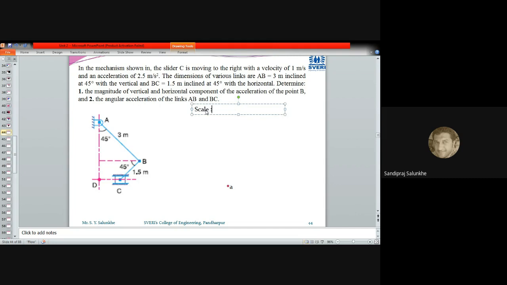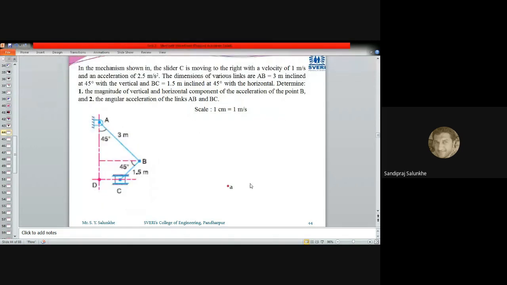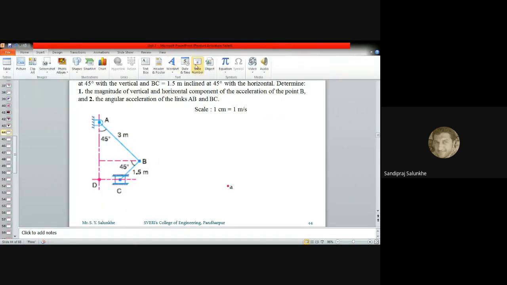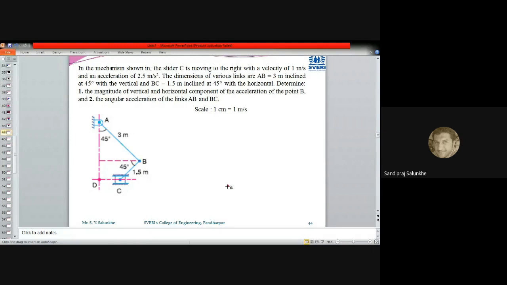Okay, and we can take a scale of 1 centimeter equal to 1 meter per second. So when you draw a line of 1 centimeter, it will indicate 1 meter per second. So we'll draw one vector which will indicate the velocity of the piston with respect to the stationary point, and which will be 1 centimeter. That is nothing but 1 meter per second.